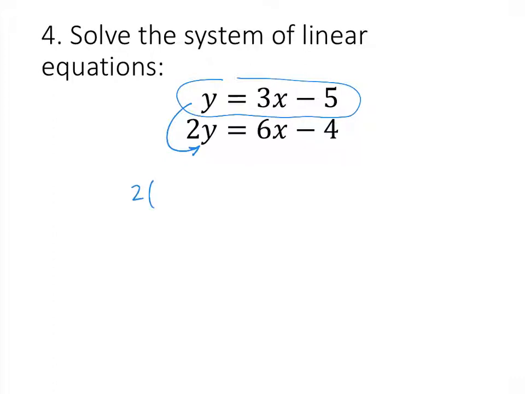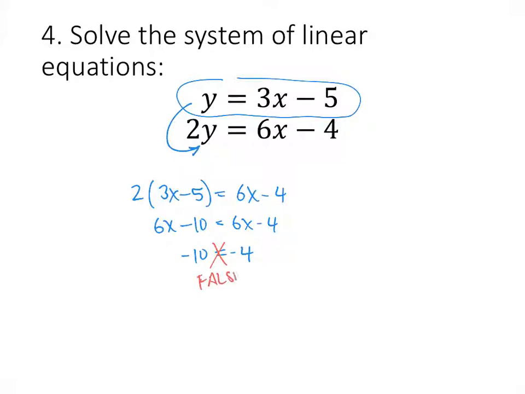When we do that, we get 2 times the quantity 3x minus 5 equals 6x minus 4. Multiply through, we get 6x minus 10 equals 6x minus 4. But now something strange happens. When we subtract 6x from both sides, we get negative 10 equals negative 4. And negative 10 doesn't equal negative 4. So the variable went away, and we just get this strange false mathematical equation. So since negative 10 doesn't equal negative 4, that means that this system of equations has no solution.